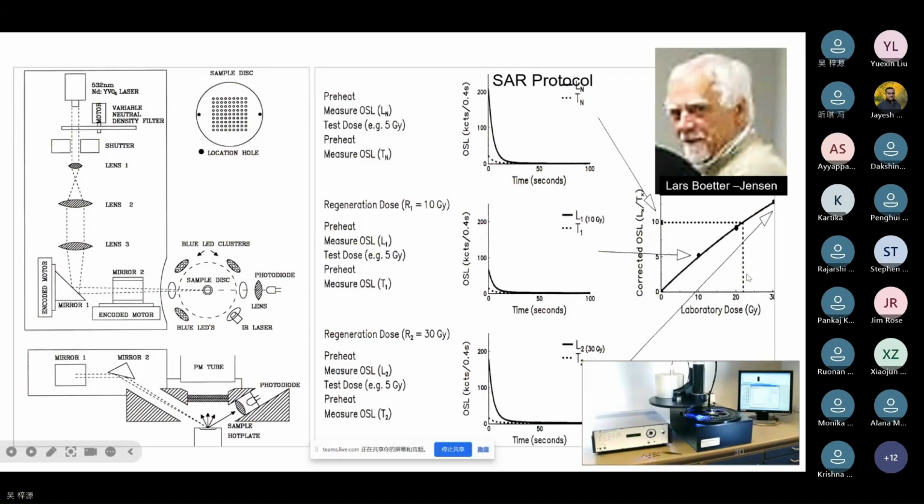I would like to remind you about the work of Lars Bøtter-Jensen, who really pioneered automated measurements in luminescence dating. That we are able to apply luminescence successfully today is largely due to his five or seven decades of hard work and his group's hard work. So this one man persistently refined automated measurements, which we take for granted today.